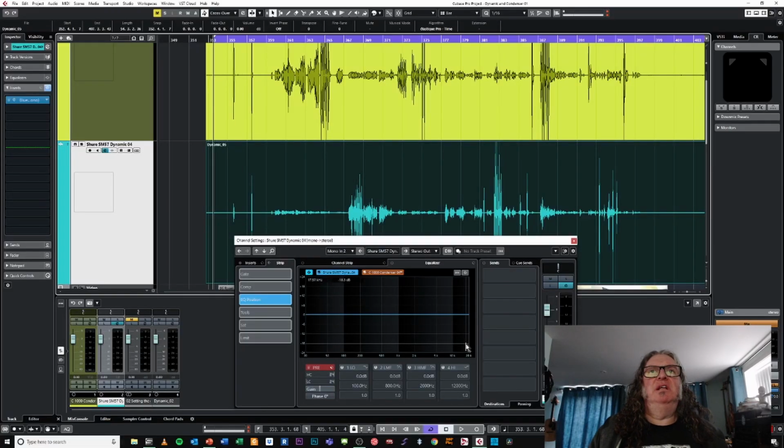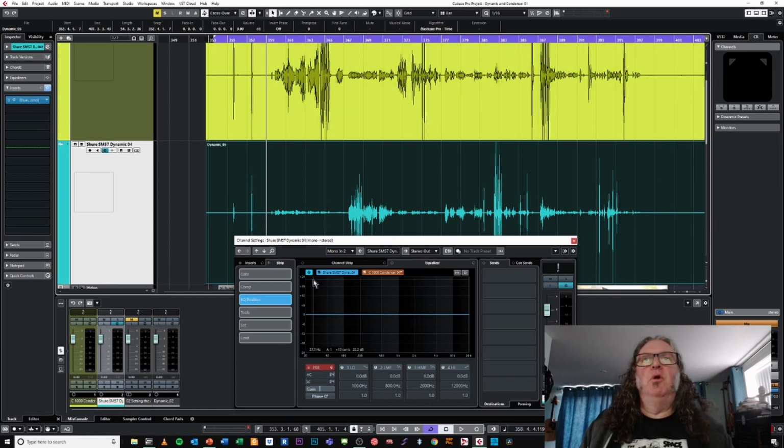So we've already had a listen to both mics, but what we're going to do now is a little bit of analysis with good old Cubase. What's cool with Cubase is if you open up the channel strip, we've got this little window here that we can use to analyze the spectrum of what we're listening to. So we've got 20 Hz to 20K.